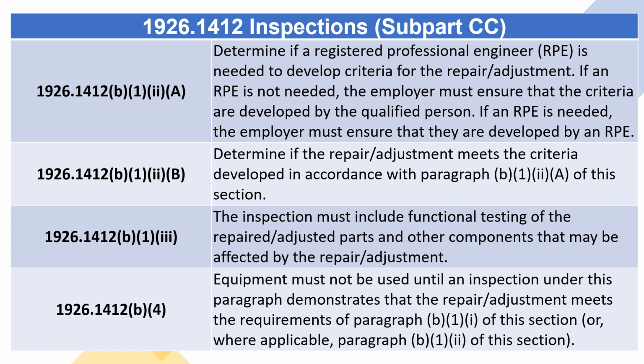1926.1412(b)(1)(3) The inspection must include functional testing of the repaired/adjusted parts and other components that may be affected by the repair/adjustment. 1926.1412(b)(4) Equipment must not be used until an inspection under this paragraph demonstrates that the repair/adjustment meets the requirements of paragraph (b)(1)(i) of this section, or, where applicable, paragraph (b)(1)(2) of this section.